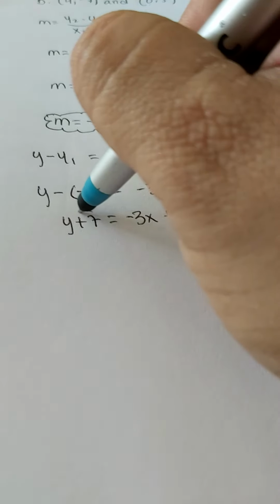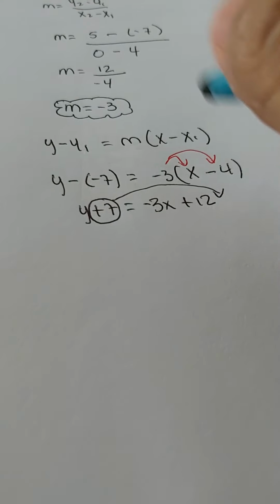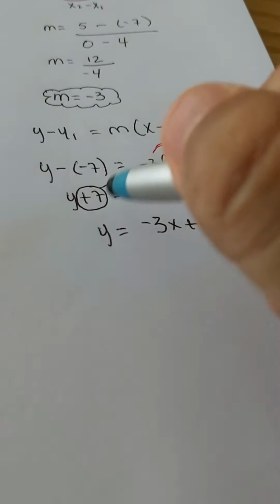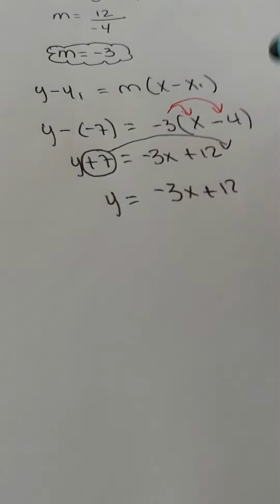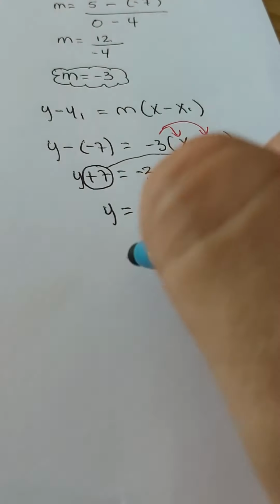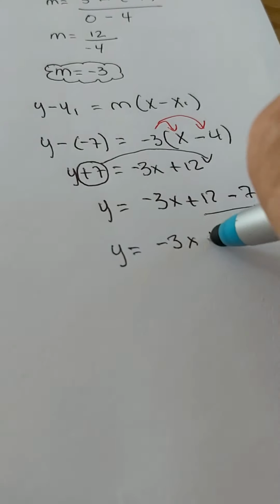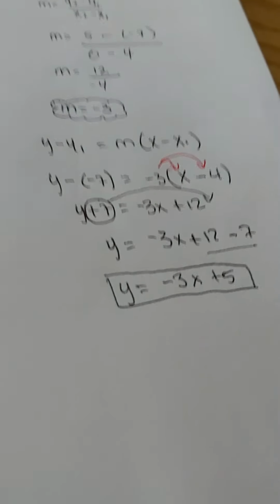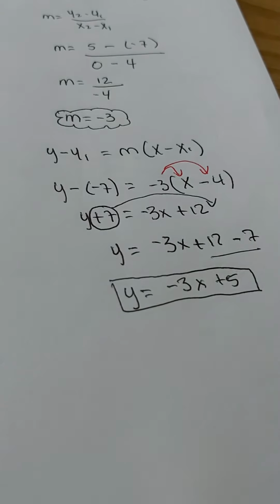Now we solve for y. We're going to pass plus 7 to the other side. Now we get y equals negative 3x plus 12. Now, if we were adding 7 on this side of the equation, we're going to subtract on the other side of the equation. So we simplify this. Y equals negative 3x, 12 minus 7, positive 5. And that will be your answer in slope-intercept form. Okay, y equals mx plus b.